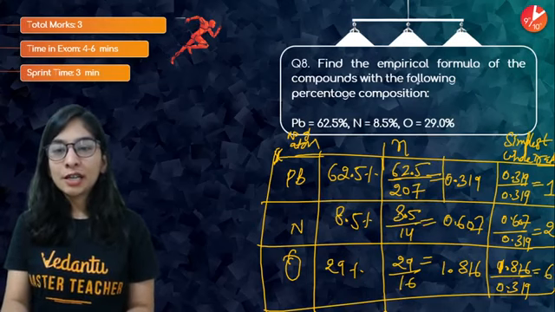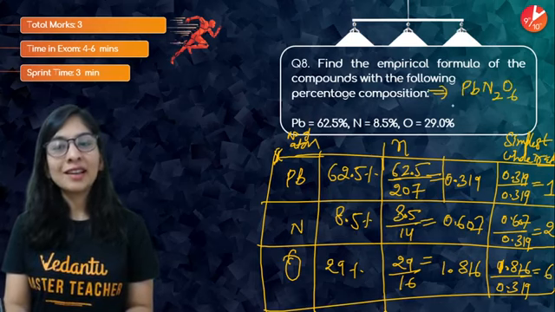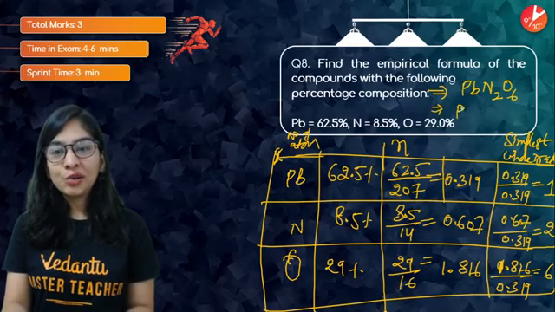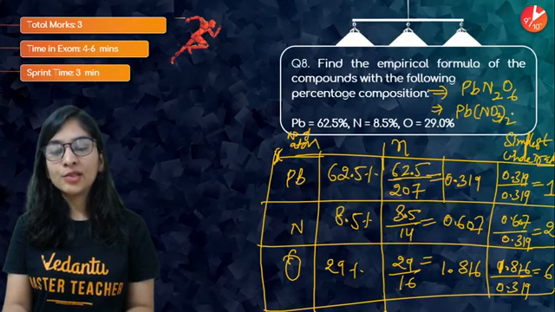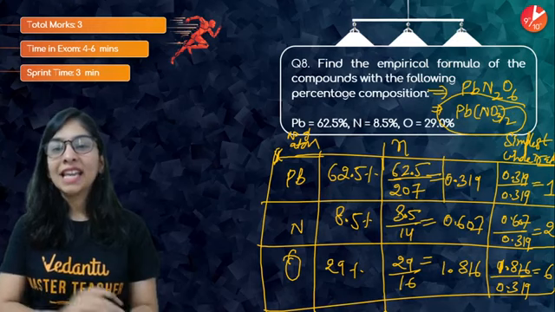Okay. So what simplest ratio did we get here? 1 Pb, 2 nitrogen, and 6 oxygen. You can write it in this way. And you know that you can write it in a better way. This is like NO3 twice. 2 nitrogen, 6 oxygen. So the empirical formula is Pb(NO3)2, lead nitrate.